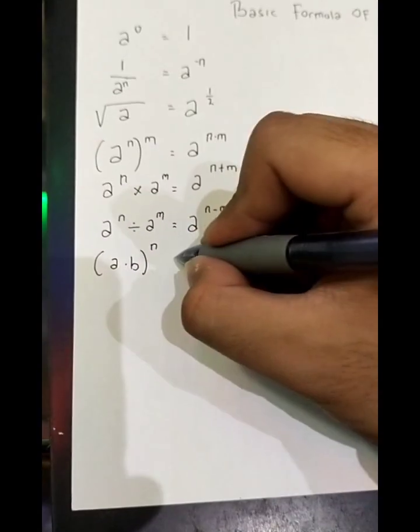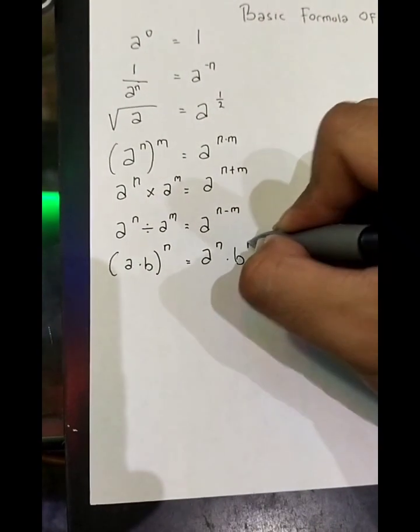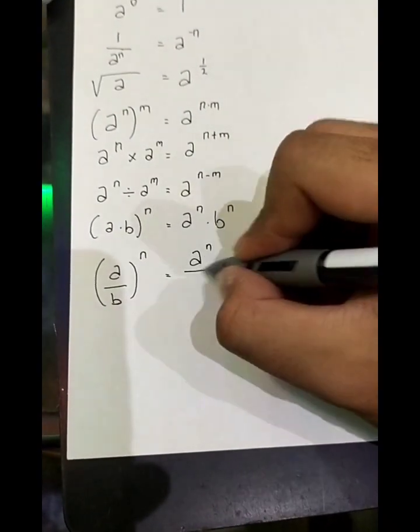And then the next one is (a times b) raised to the power of n. It equals a raised to the power of n times b raised to the power of n. And then there is a fraction: (a divided by b) raised to the power of n. It equals a raised to the power of n divided by b raised to the power of n.